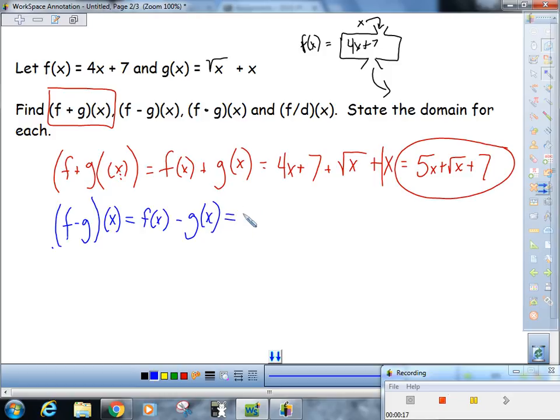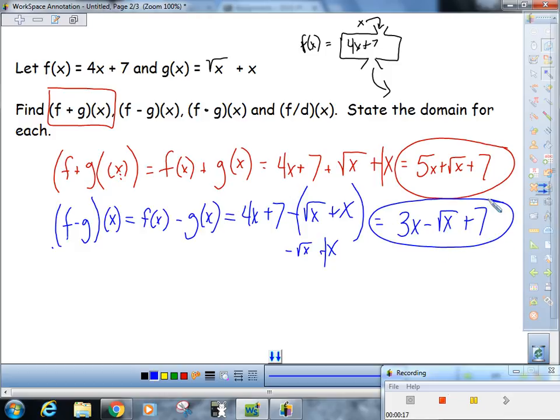So we do almost the exact same thing here, 4x plus 7. But here's where you got to be a little careful, because a very common mistake would be minus radical x plus x, and that would be wrong, because we have to subtract the whole thing, and then we got to distribute that negative over. So that's a negative radical x minus x, and now that's a negative 1 and a 4, so the final answer will be 3x minus radical x plus 7. So far, so good?